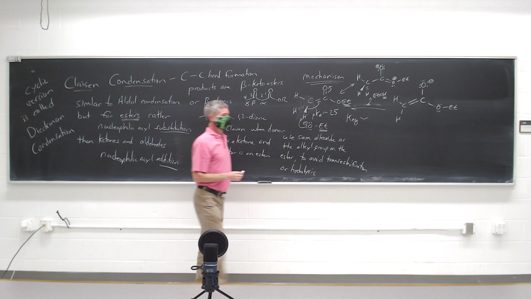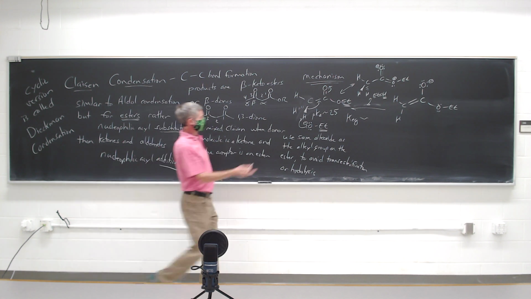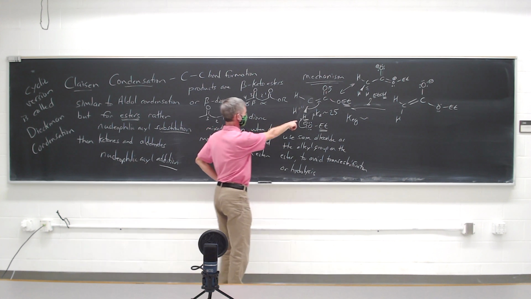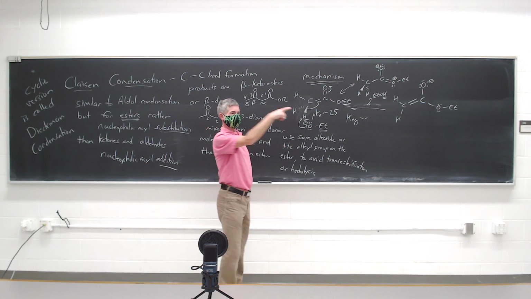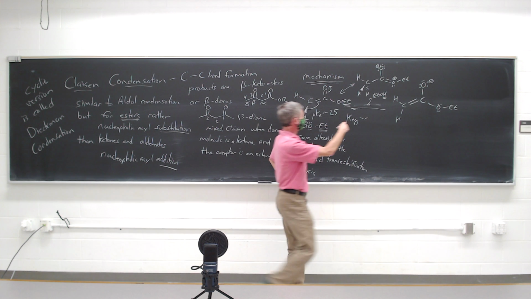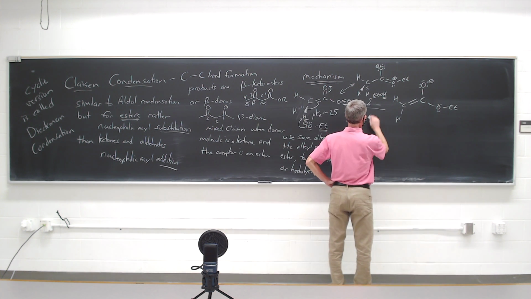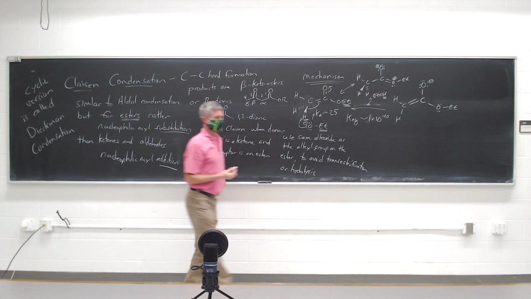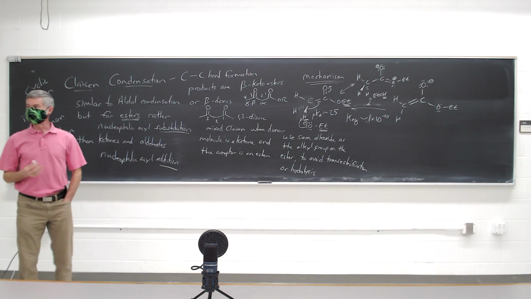So you're looking at a difference between the reactant acid of 25 and the product acid of 15. So that equilibrium constant is on the order of 1 times 10 to the minus 10. That's a pretty poor equilibrium constant.